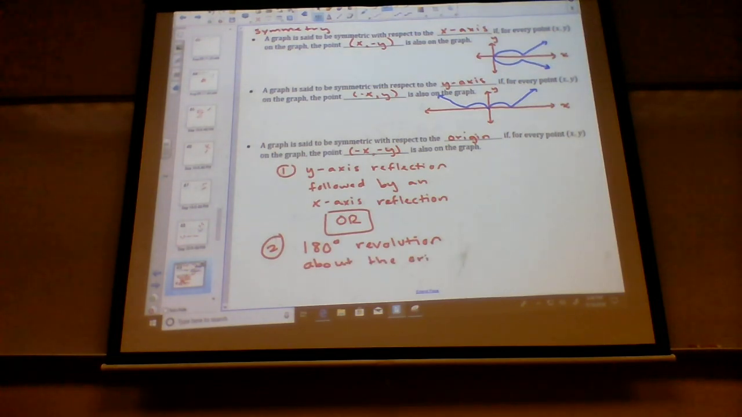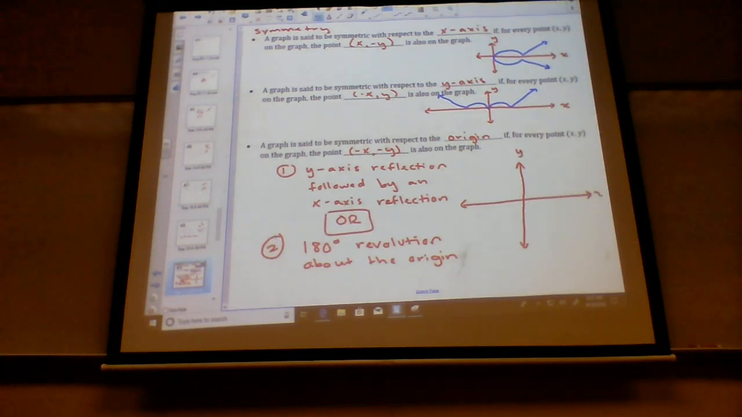So I really shouldn't have called these steps. I should have said it's really one or the other. It's not step one or step two. You can think about it way one or way two. So I should have maybe said two ways to think about it rather than two steps. Okay, so again, a picture's worth 1,000 words. So let me give you a picture of what symmetry to the origin would look like.